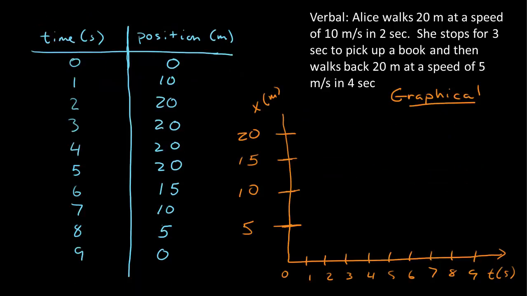Now I'm going to create a graphical representation. I've included my tabular representation here to help me. The vertical axis is x, which is position. The horizontal axis is time in seconds. At 0 seconds, she's at the origin. But at 1 second, she's at a position of 10, and at 2 seconds, a position of 20, where she stays for seconds 3, 4, and 5. At 6, she comes back to a position of 15, 7, 10, 8, 5, and 9 back to 0. So these are straight lines, and so I could draw the lines in, and I now have a graphical representation of the system.